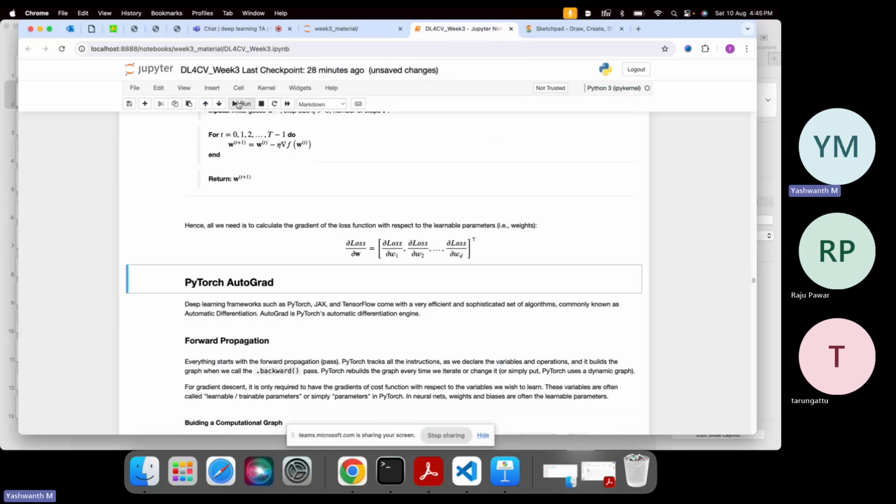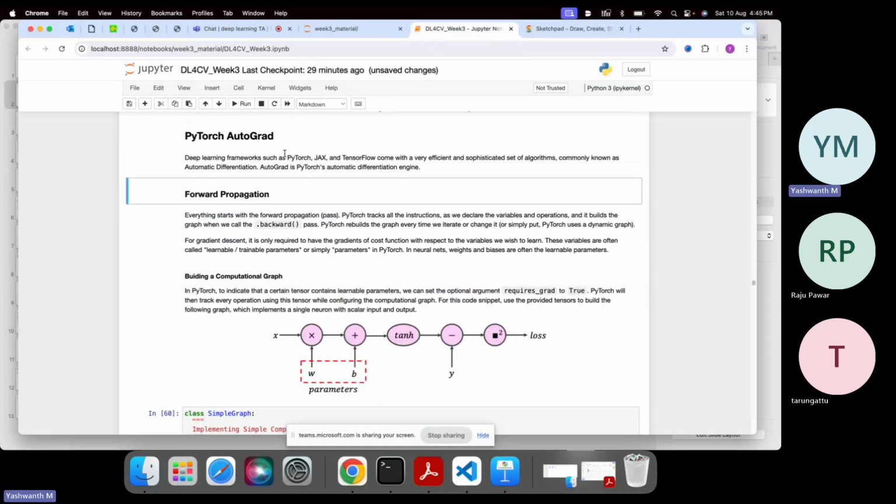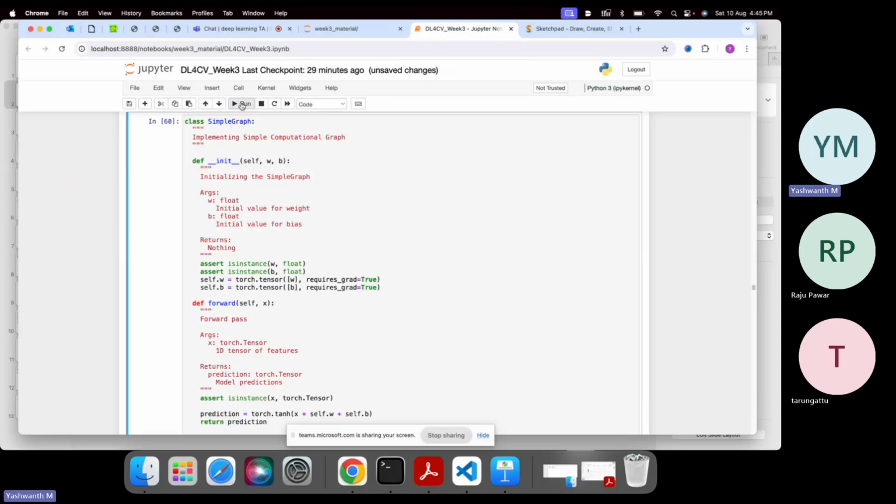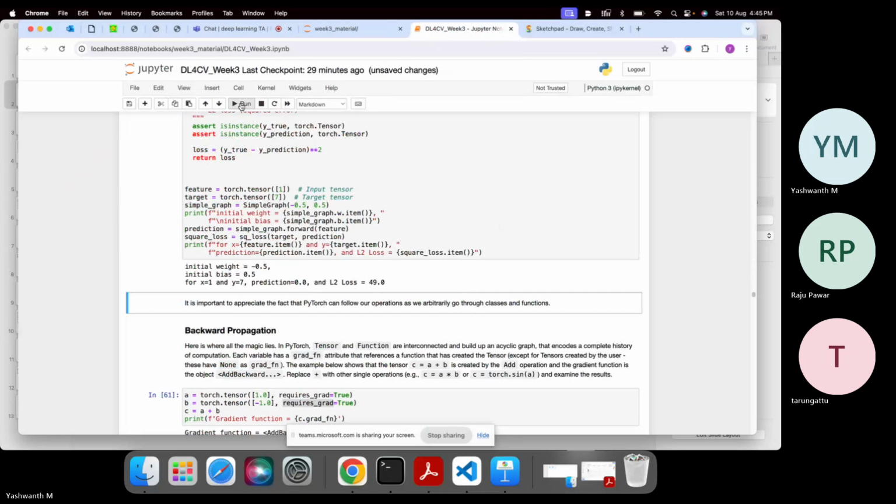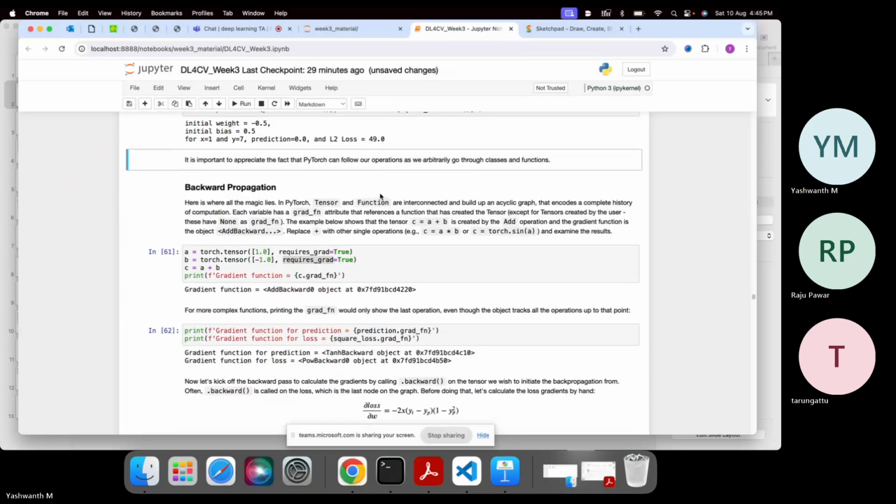Okay, so in PyTorch, we don't need to do all this manual computation of the gradients of neural networks. It can get complex and error prone as well. So we have something called PyTorch AutoGrad, where these algorithms are implemented very efficiently, and we can use it easily.